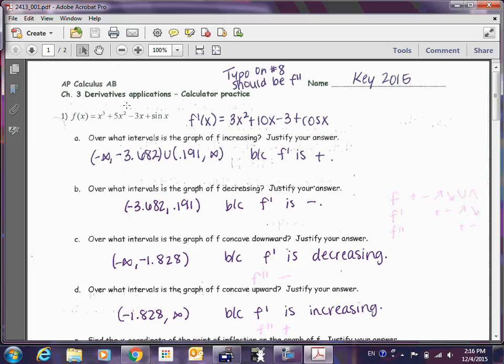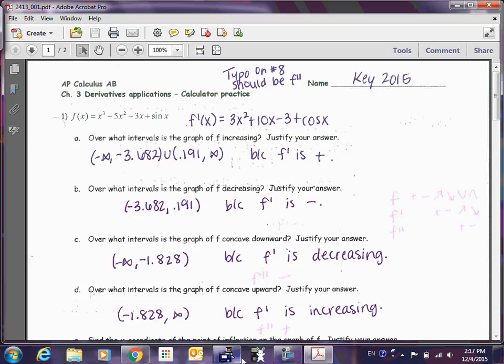All right, so when we're looking at a problem like number 1, there's some trig in it, but this is a calculator problem. If we want to know on what intervals the graph of f is increasing, what we could do is algebraically find the derivative. What would we do next to find critical numbers? Set it equal to 0, make a sign chart, all that.